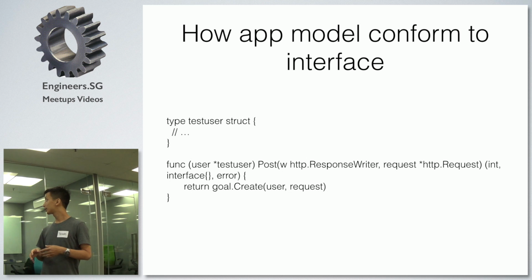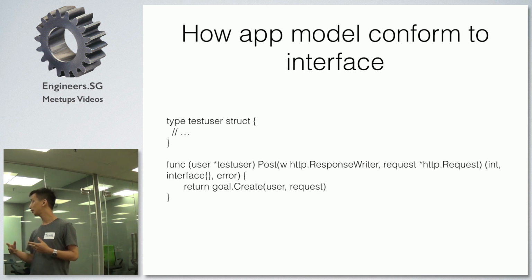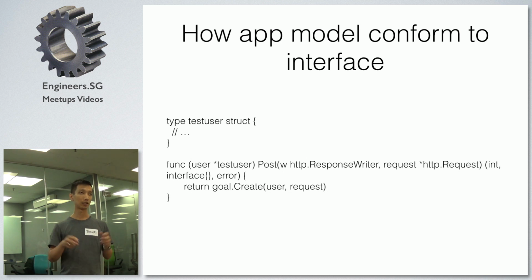So after we define the interface, we can think in my mind that, for example, if the application model has some struct like TestUser here, we can just make it really easy to conform to the PostSupporter interface, right? So here we just create a method for the TestUser struct that takes two parameters, the writer and also the request, and also returns the requirement from the framework. So in this case, I return StatusCreated. So this one is more for implementation.